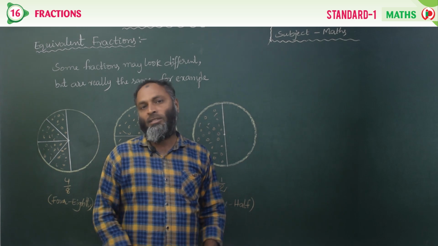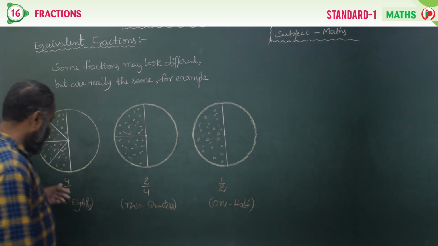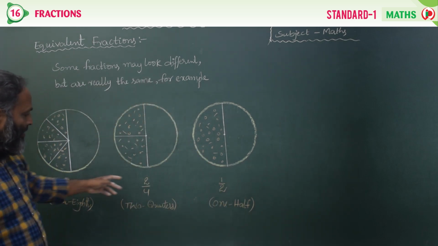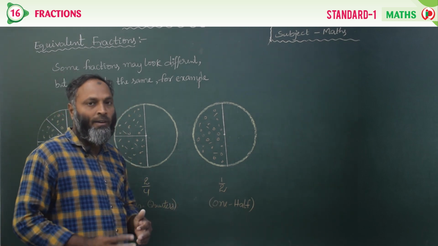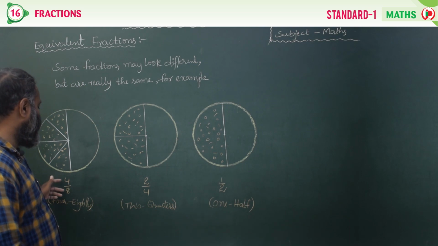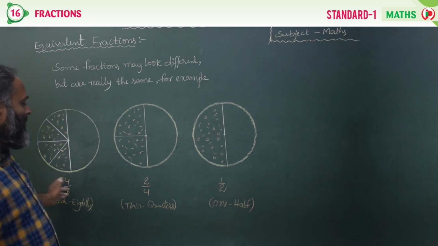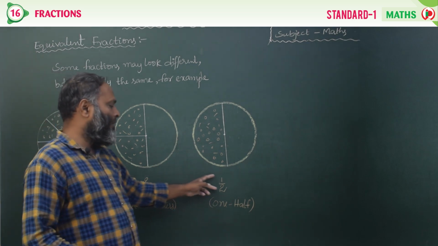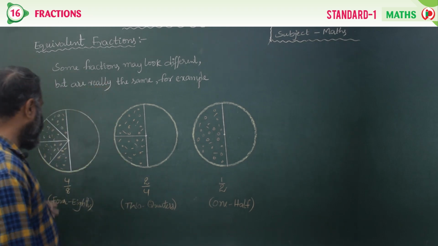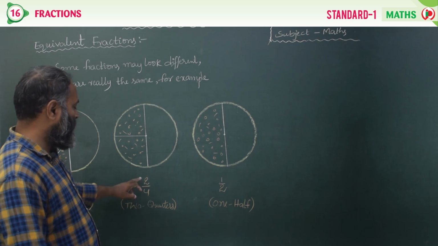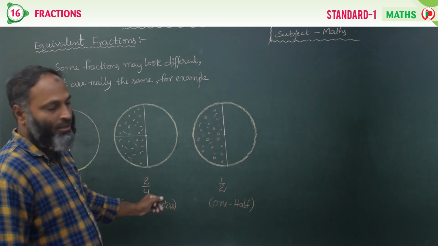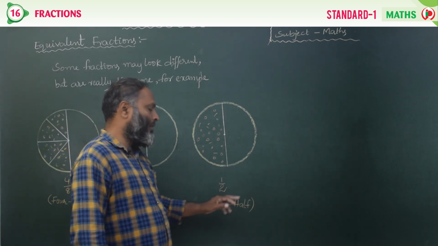How do they really look the same? Suppose we look at the fractions 4 by 8, 2 by 4, 1 by 2. How do all these fractions look? They are different. 4 by 8 is different, 2 by 4 is different, 1 by 2 is different. 4 by 8 means 4 eighths. 2 by 4 means 2 quarters. 1 by 2 means 1 half.